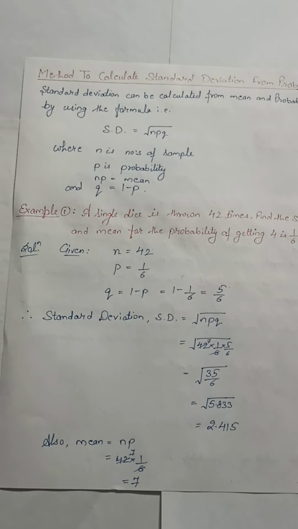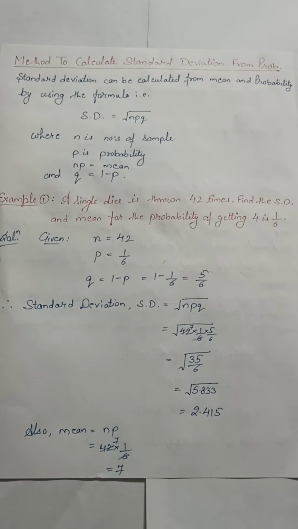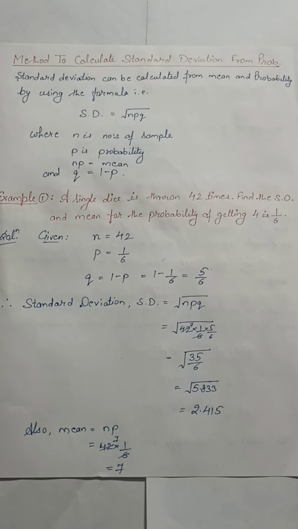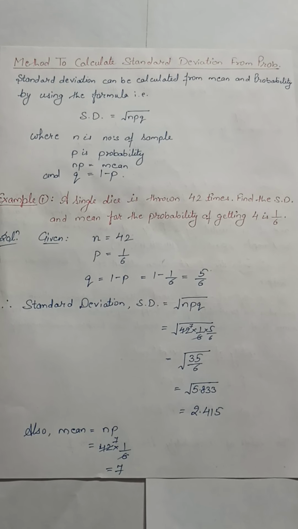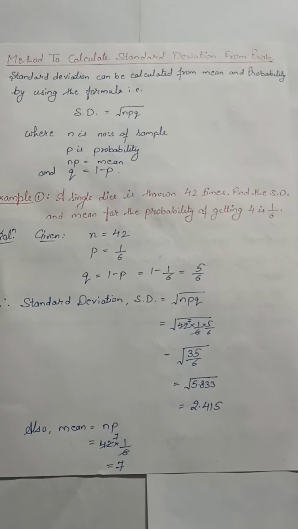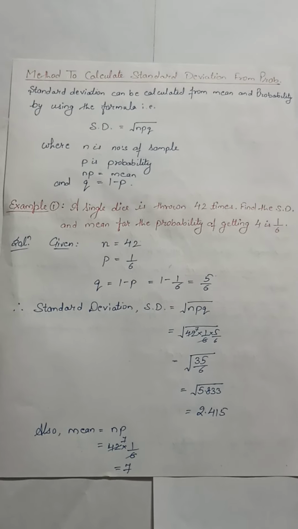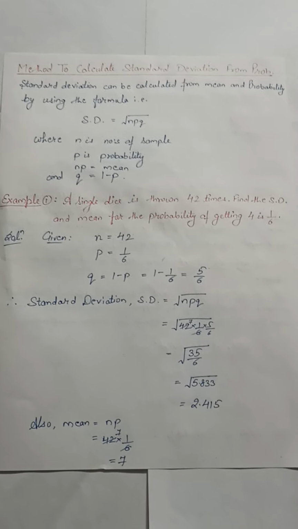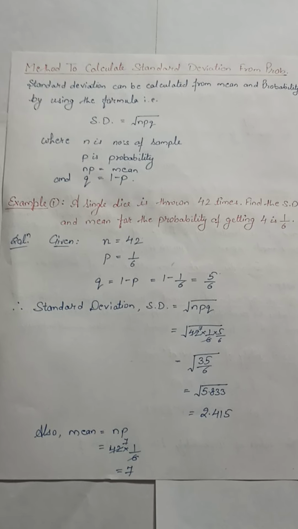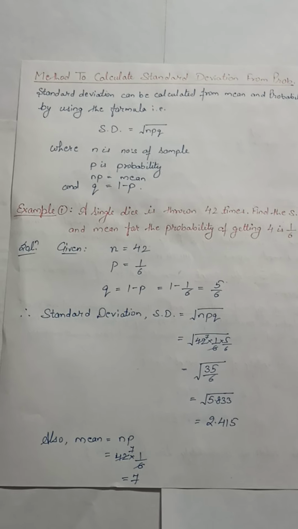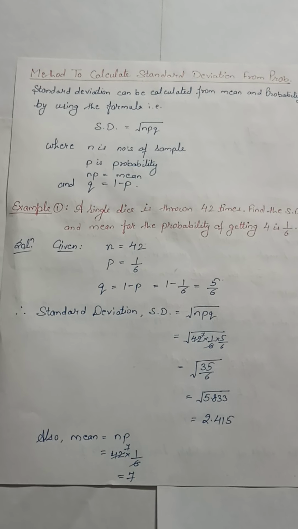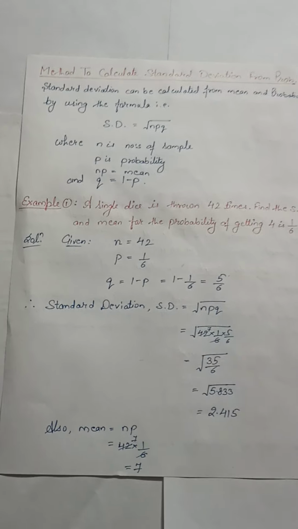Now let's consider one example. A single die is thrown 42 times. Find the standard deviation and mean, where the probability of getting 4 is 1 by 6. See how many times the die is thrown? 42 times. So n, the number of samples, equals 42. Probability is given as 1 by 6. So you can find q, as I told you earlier, by 1 minus p. 1 minus 1 by 6 gives you 5 upon 6.